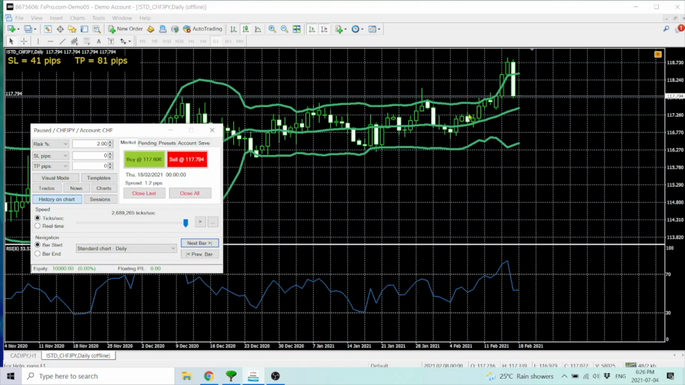Okay, our first signal. Okay, price came out of the Bollinger Bands and closed. Next, came back in, and the RSI went back in to the middle here. We're going to take a short trade.